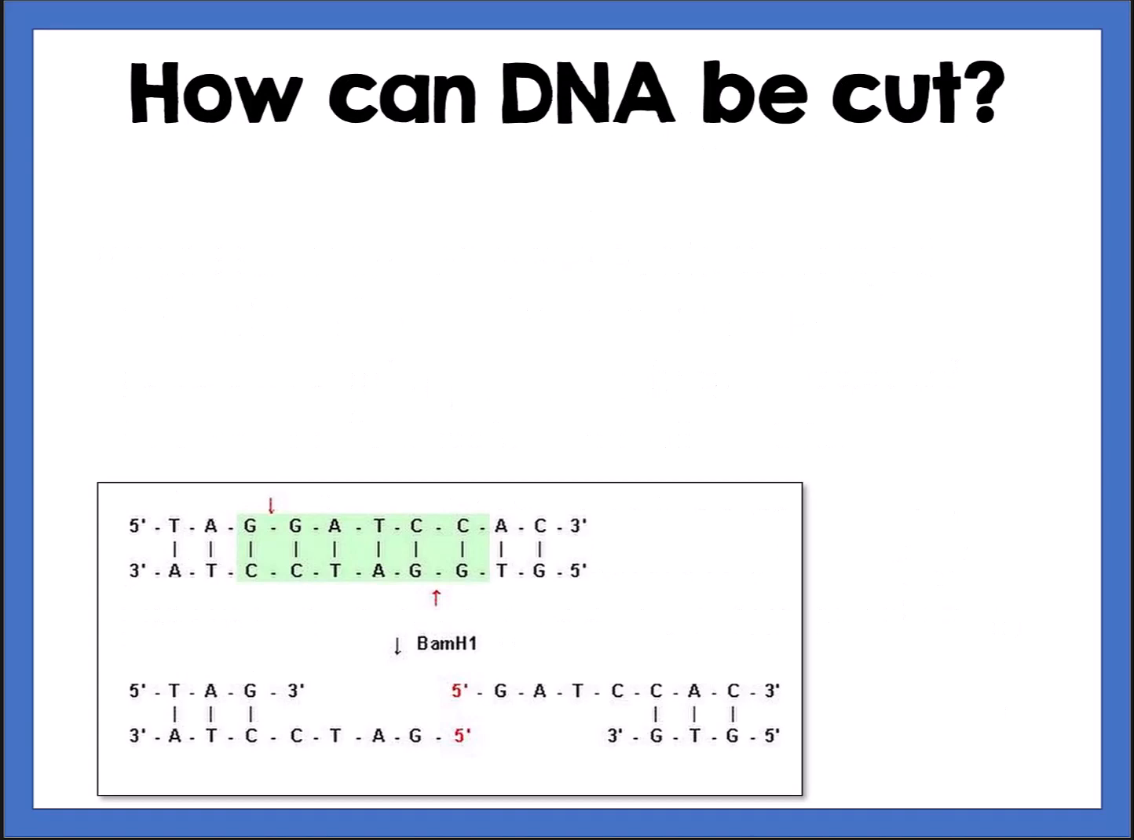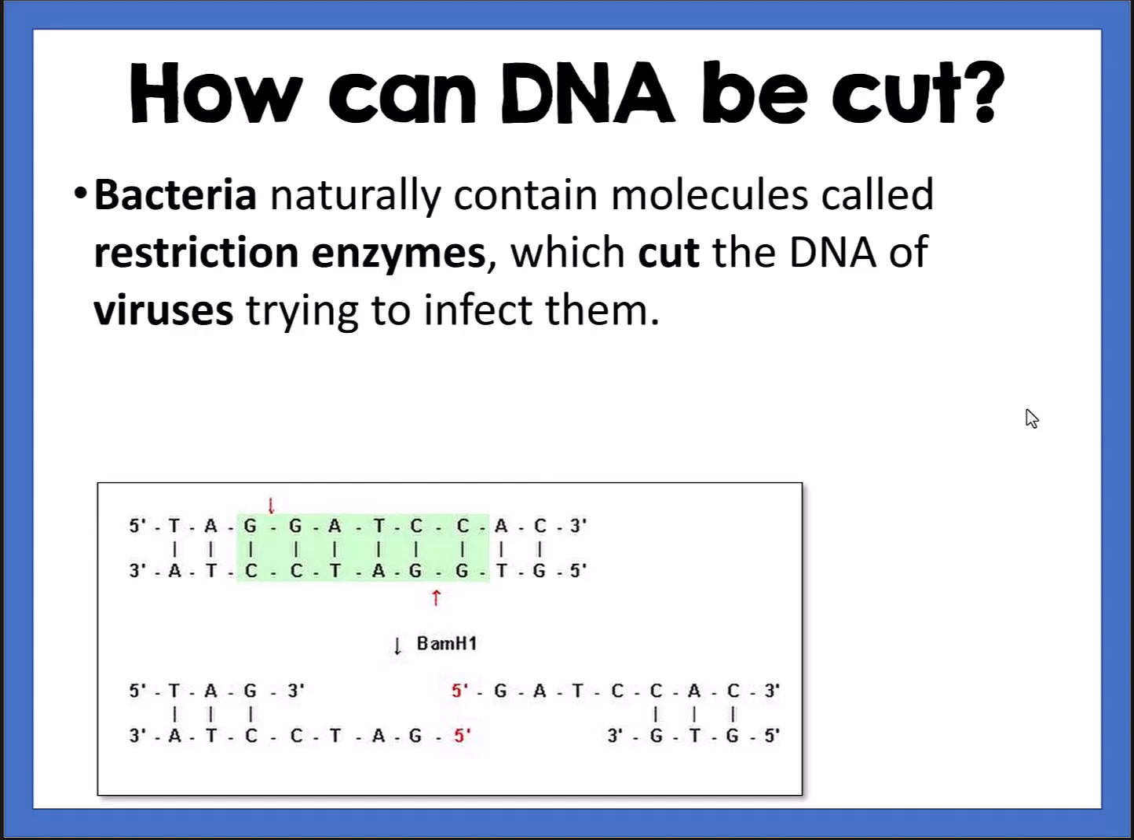So if biotechnology is the ability for scientists to manipulate genetics or DNA, one of the ways that they do that is by cutting pieces of DNA for a variety of reasons. Bacteria naturally contain molecules called restriction enzymes, which can cut the DNA of viruses trying to infect them. So this is a protection defense for the bacterial cells.